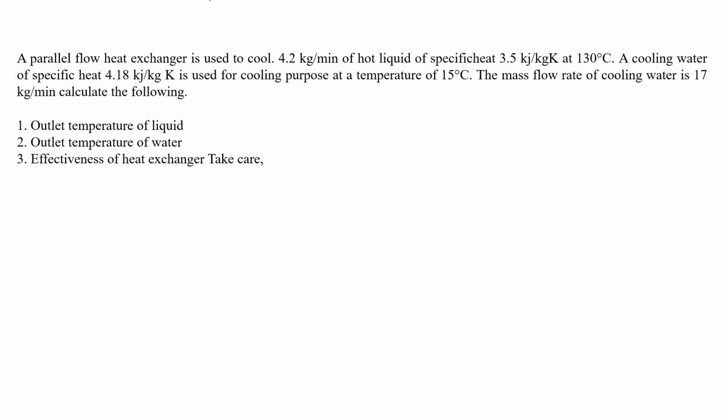Now we'll go to the next problem. A parallel flow heat exchanger is used to cool 4.2 kilogram per minute of hot liquid of specific heat 3.5 kilojoule per kilogram Kelvin at 130 degrees Celsius. Cooling water of specific heat 4.18 is used for cooling at a temperature of 15 degrees Celsius. The mass flow rate of cooling water is 17 kilogram per minute.